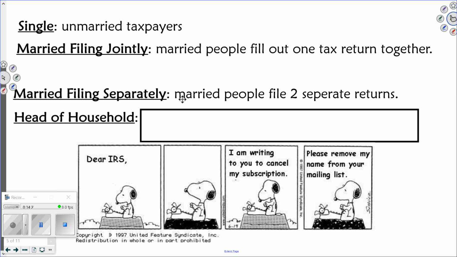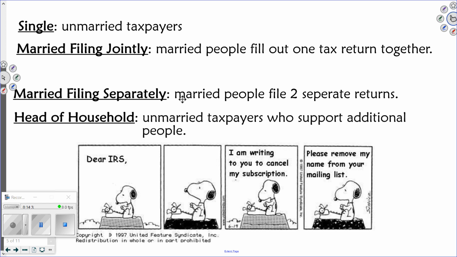And then there's one called head of household. I'm not as familiar with this title, but it is a way to file. It's for unmarried taxpayers who support additional people. So if you're not married, but you have kids that you watch or family members that are under your care, things like that. So they're unmarried taxpayers.